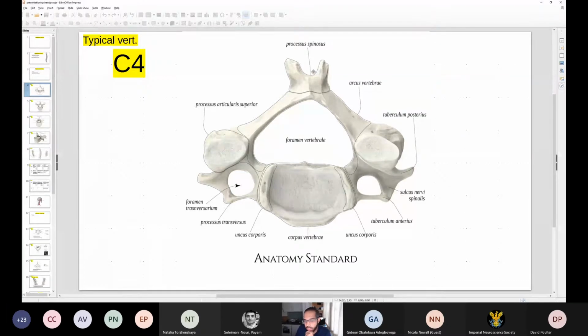Another important thing in the cervical vertebra, and this really helps you with identifying a typical cervical vertebra, is that the transverse processes here have a foramen, and this foramen is for the passage of a major vessel, and it is the vertebral artery. All right.